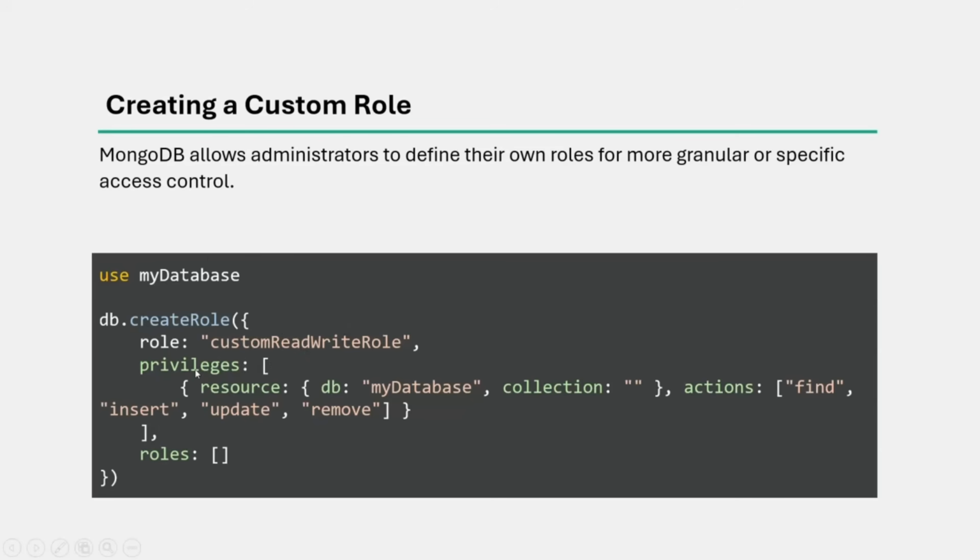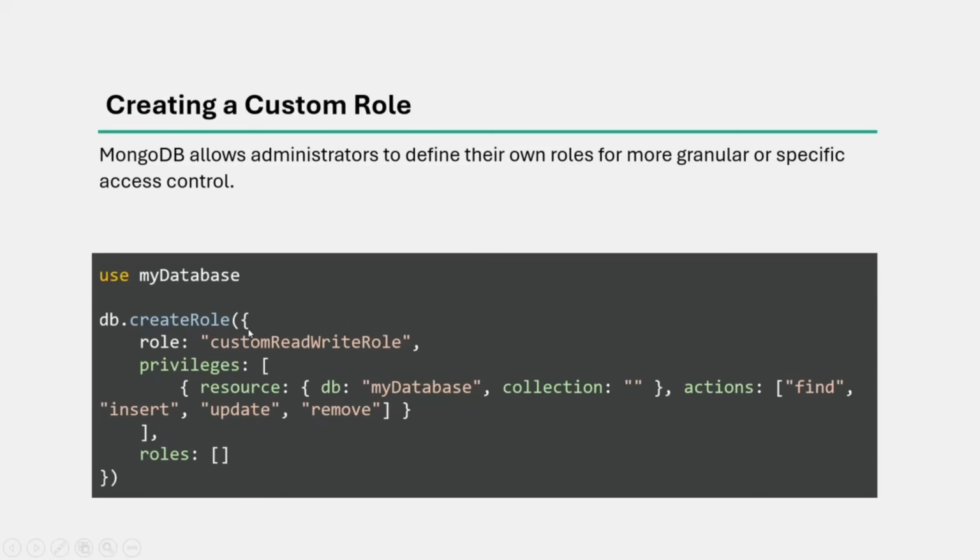Then we have to specify what privileges that role will have. For example, we need to specify the database on which that role will have permission. We can also specify the collection name on which that role will have permission. And we can also specify the actions which a user with this custom role can perform on that database or that collection. So let's go ahead and create a new custom role.